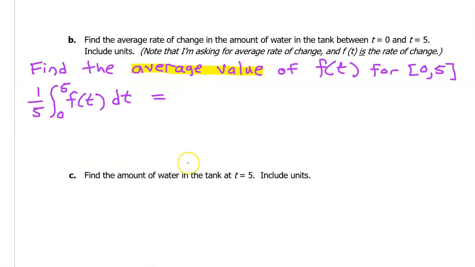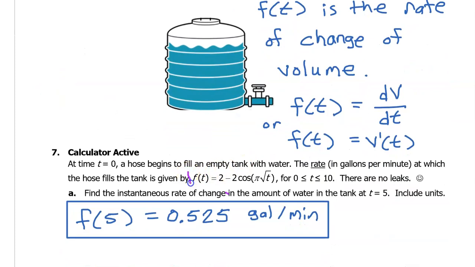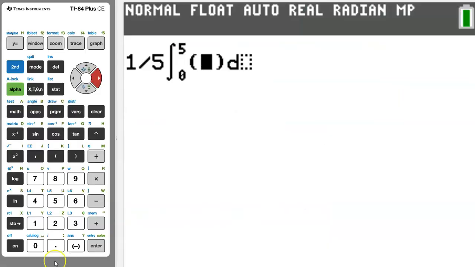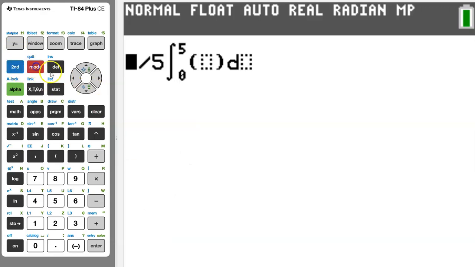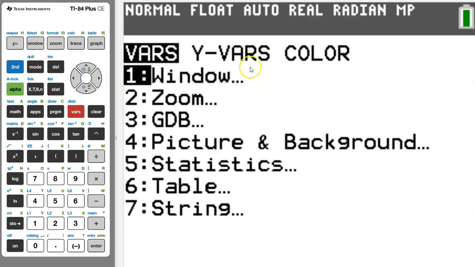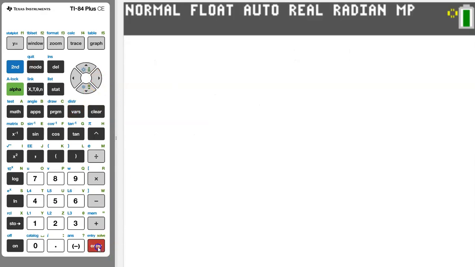I could either type in the entire function that we were given, all right? I could type in all of this, or I can remember that I just typed this function as y2. So I can just put y2 in here instead. How do I get y2 inside the integral? Well, use the vars button.